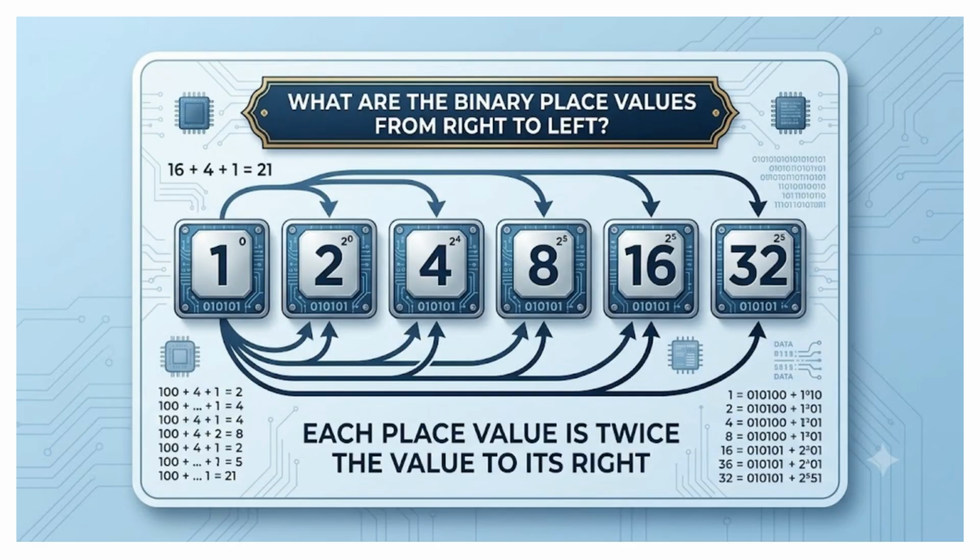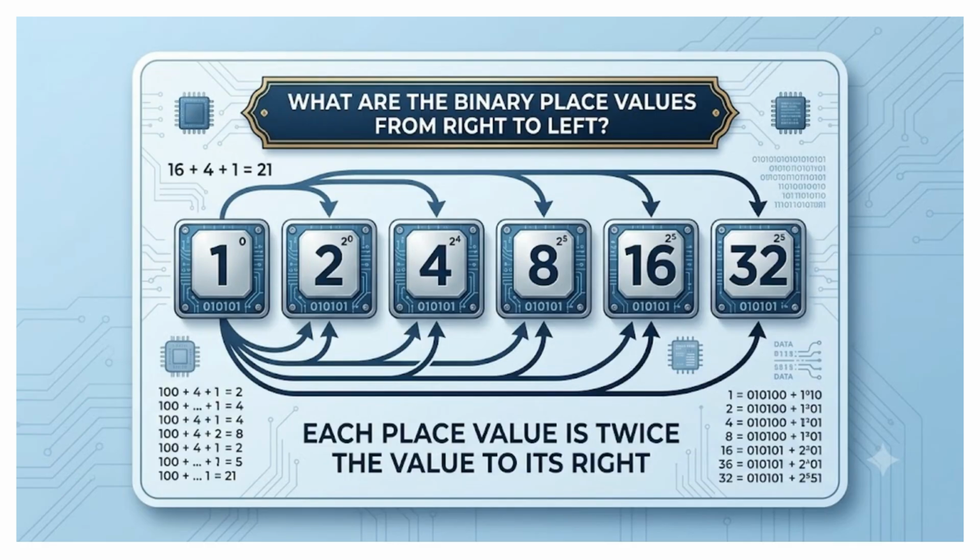This is because binary is based on the powers of 2. The values continue to grow as 1, 2, 4, 8, 16, 32, 64, 128, and so on. These place values are the key to reading binary numbers. For example, if the binary number is 10101, we only add the place values where the digit is 1. So we add 16 plus 4 plus 1. The result is 21 in decimal.